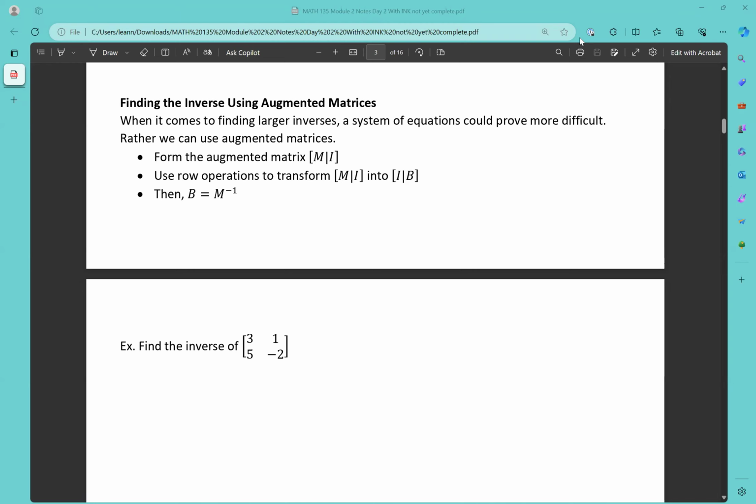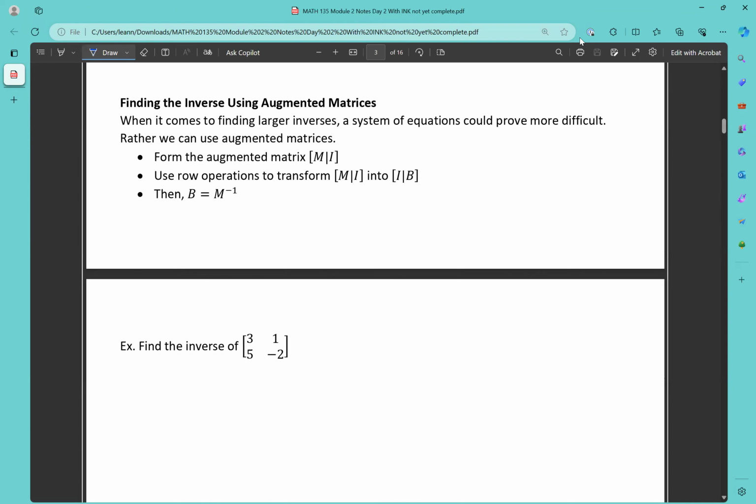So it says, when it comes to finding larger inverses, a system of equations could prove more difficult. Rather, we can use these augmented matrices that we've been learning about. So notice that they said form the augmented matrix. You take the matrix that you were given, M, A, B, whatever they're calling it, and you put on the other side of the straight line, which we think of as an equal bar, the inverse matrix.